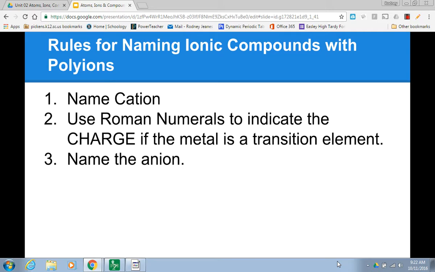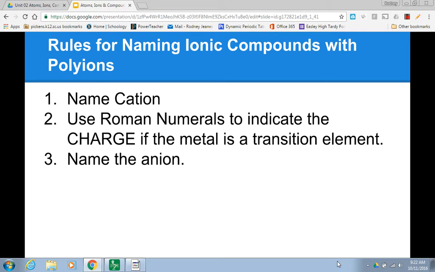Just name it. Number 2, you're going to use Roman numerals to indicate the charge. Again, that's if the metal is a transition element. Where are the transition elements? They're in the middle of the periodic table. That's groups 3 through 12. So if it's located there, you'll want to indicate the charge there.